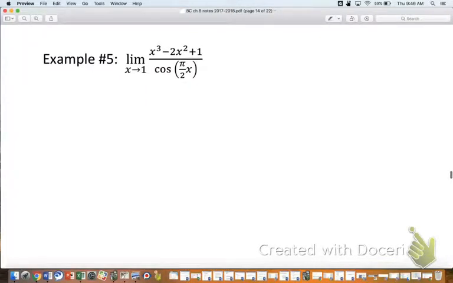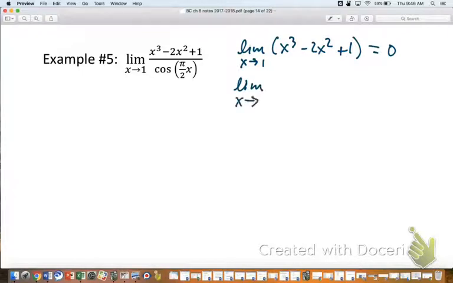As you look at example number 5, hopefully you'd mentally do some direct substituting. If you plugged in the 1, you'd end up with 1 minus 2 plus 1, and so the limit of the top heads towards 0. Then you'd do the same sort of thing with the denominator. The limit as x approaches 1 of cosine of pi over 2x. And by the way, this is definitely a no-calculator sort of question. You've got to know the unit circle, right? Cosine of pi over 2 is 0.